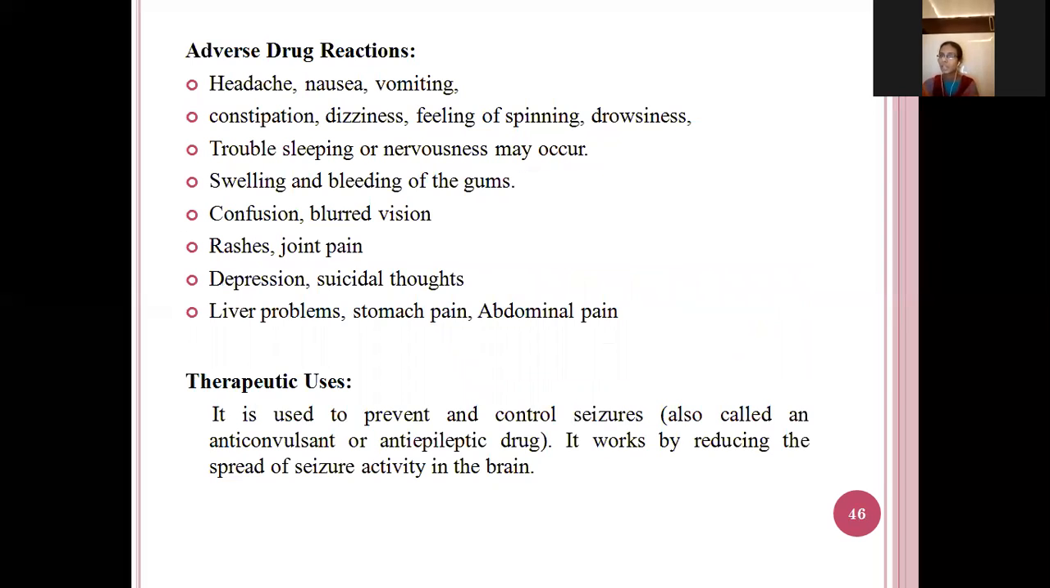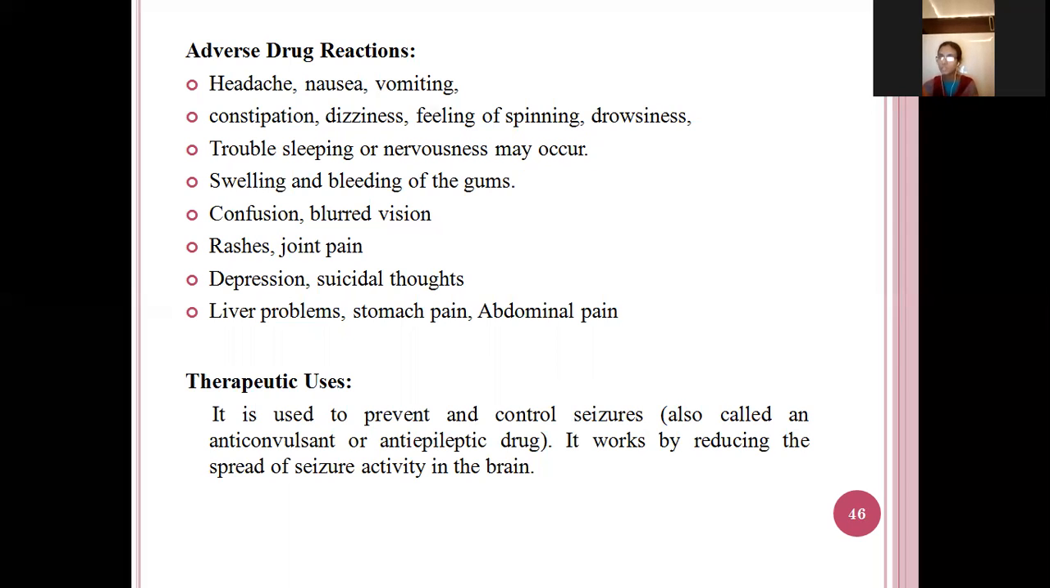Next, adverse reactions are headache, nausea, vomiting, constipation, vertigo, feeling of spinning, drowsiness, and trouble sleeping, nervousness, and swelling, bleeding of the gums, confusion, blurred vision, and rashes, joint pain, depression, and liver problems, stomach pain, abdominal pain. So sometimes the person may also get suicidal thoughts. So means they will get the thought of committing suicide.